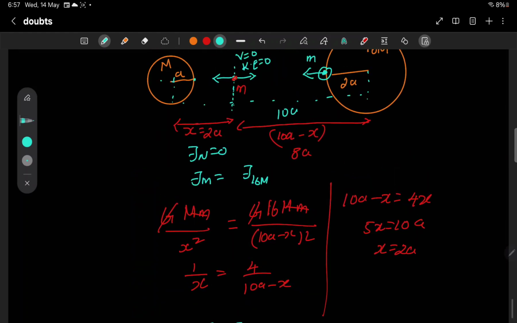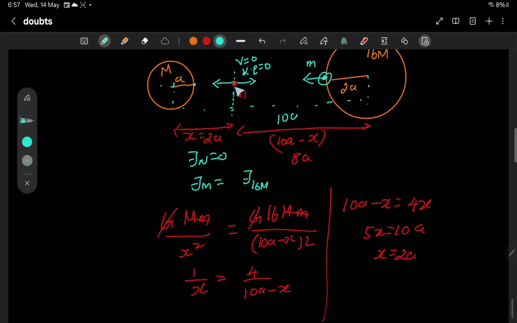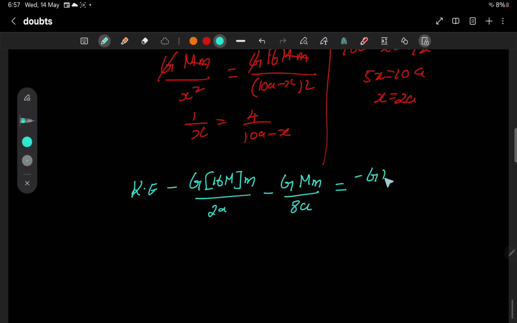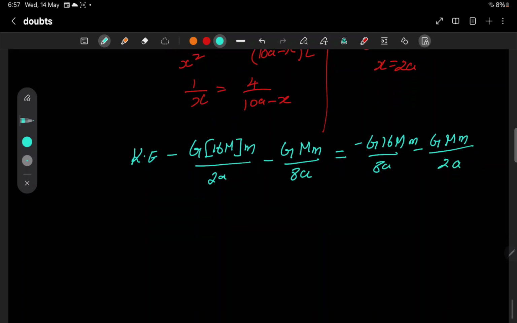So when it comes here, what is the potential energy here? It is the same, but this distance will become what? This is 2a, this is 8a. That alone will change. So here minus G 16m greater mass, 16m divided by 8a. For the smaller mass, m I missed, m divided by 2a. Okay, this is what we are getting. Over here this kinetic energy, we can substitute here also, but let's see later. So here we can take everything to that side.